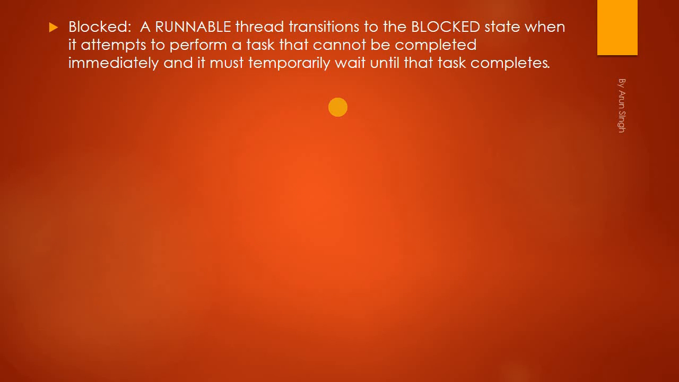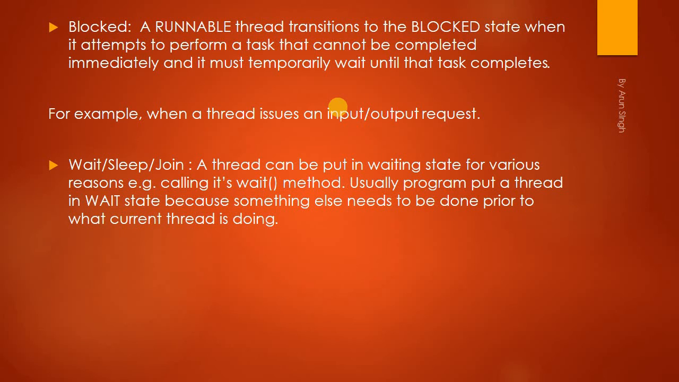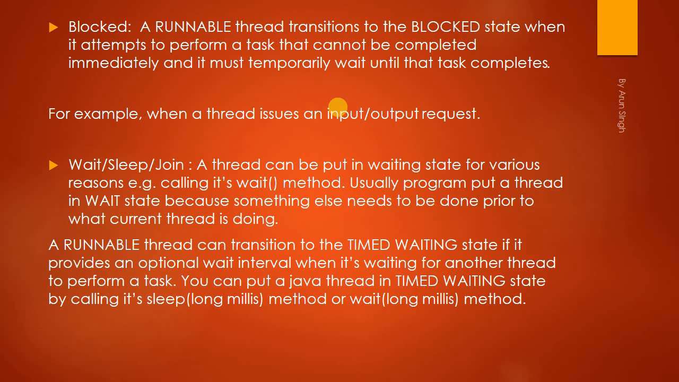Blocked state. A runnable thread transitions to the blocked state when it attempts to perform a task that cannot be completed immediately and it must temporarily wait until that task completes. For example, a thread issues an input-output request. Wait, sleep, or join. A thread can be put in waiting state for various reasons, for example calling its wait method. Usually a program puts a thread in wait state because something else needs to be done prior to what the current thread is doing. A runnable thread can transition to the timed waiting state if it provides an optional wait interval when it's waiting for another thread to perform a task.